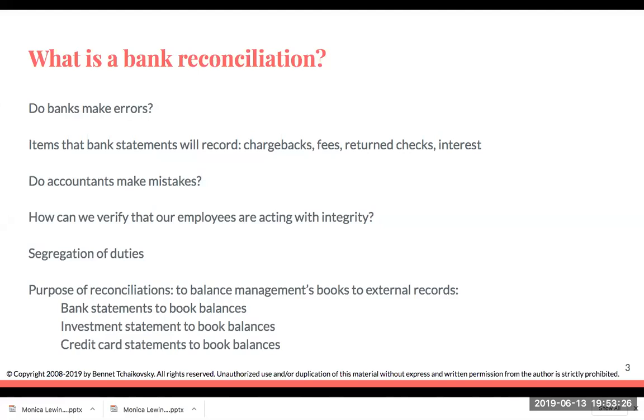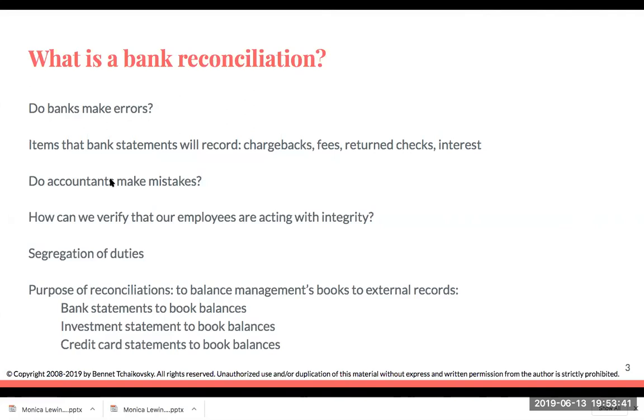Chargebacks really relate to credit card charges. Bank service fees are those monthly fees that we end up paying. If there's a non-sufficient funds check, that's what we call a return check. And we also might have interest income.